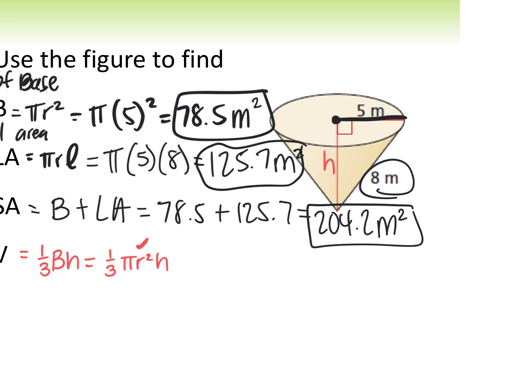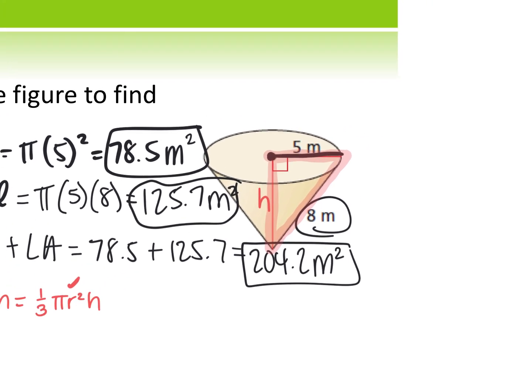Does anyone see a shape that maybe we could use to our advantage to help us find the height? There is a triangle there. What kind of triangle? A right triangle. Very good. Yes, Dylan. We can use the Pythagorean theorem. Can you set it up for me, Dylan?